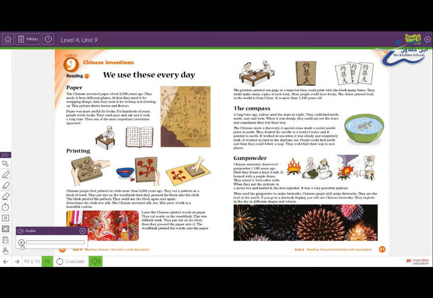Okay, who can give me the answer for my questions? My first question is, what happened to the mixture of salts when it was heated? Yes. The answer is, it exploded. Question number 2. What did Chinese use gunpowder for? The answer is for fireworks.